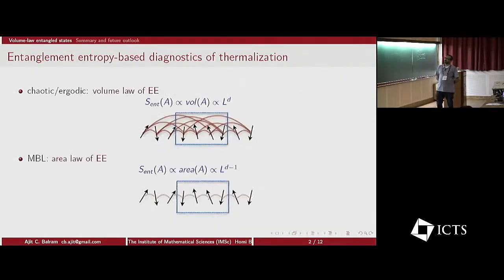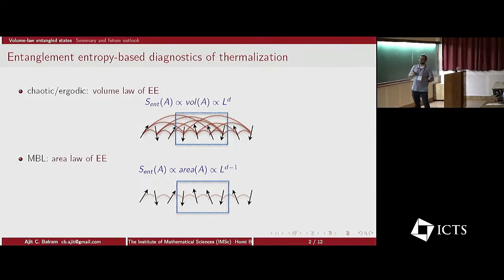Another diagnostic of thermalization is the entanglement entropy of the subsystem: how does it scale as I increase the size of the subsystem? For chaotic, ergodic, or thermalizing systems, what we believe happens is that the entanglement entropy scales as the volume. For example, in one dimension, if the subsystem A is of length L, then the entropy goes as L itself.